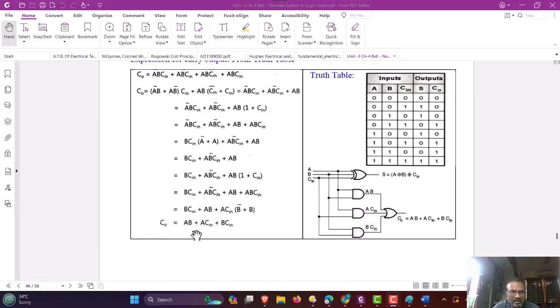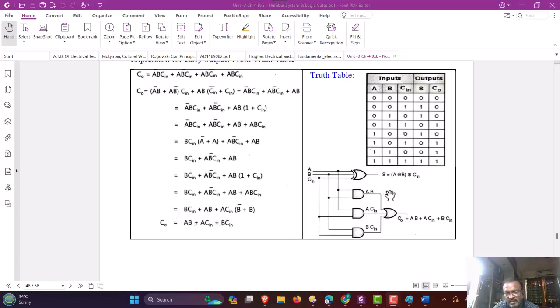Now, in the carry output, we have three AND operations. So connect the inputs to three AND gates as shown in the expression. As per the expression, we connect the inputs. The inputs for the first gate are A and B, so you are getting AB at the output. Then for the second gate, you are applying the inputs A and C, so the output of this AND gate is AC. And for the third gate, we are connecting the inputs B and C, and therefore you are getting the output BC.